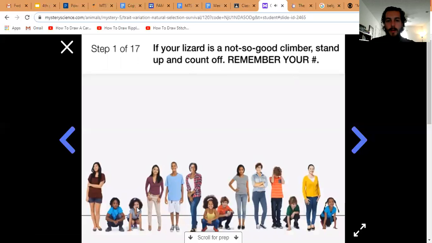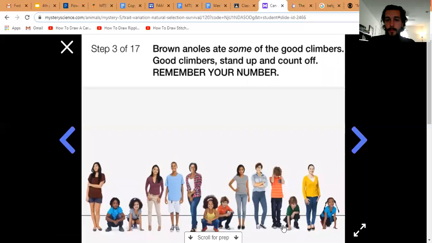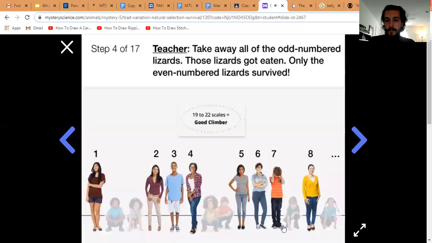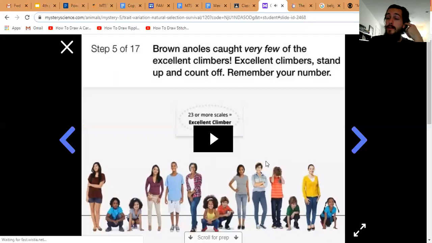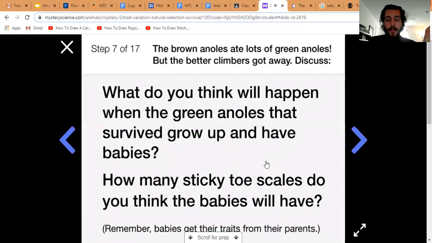Okay, now what happens here is, of course, more of the not so good climbing green anoles are going to be eaten by the brown anoles, right? Because they can't climb as fast and their feet aren't as good as the excellent climbing green anoles. So very few are going to be left. As a matter of fact, take away some lizard cards, since you will see that only 2 people are now going to be left for the not so good. Then take away all the odd ones. For the good ones, only about half of them are going to be left. And the excellent ones, most are going to be left. The brown anoles ate lots.